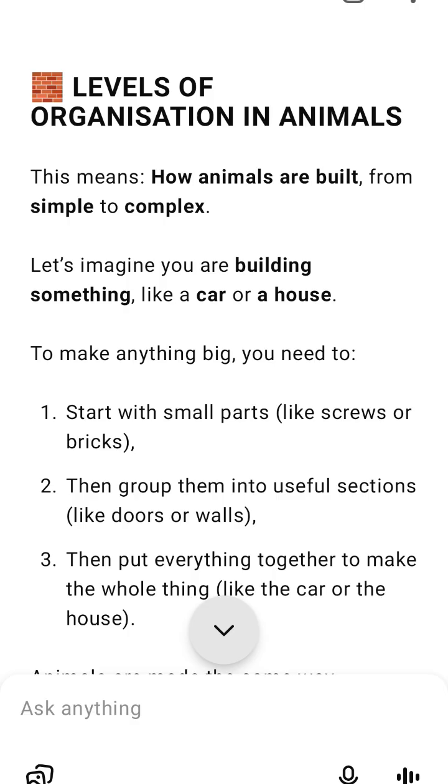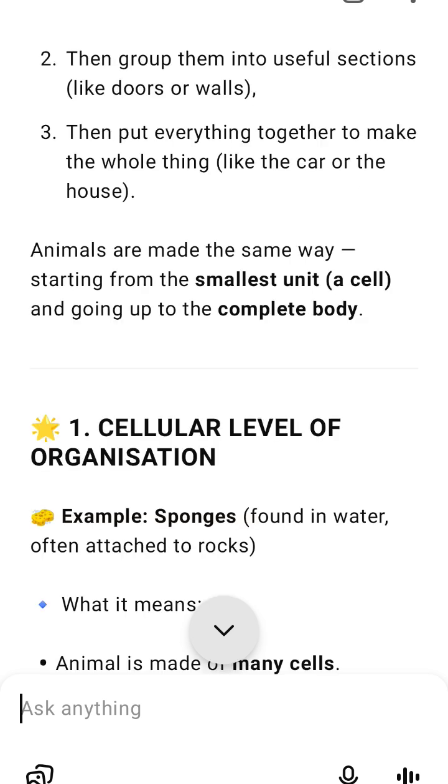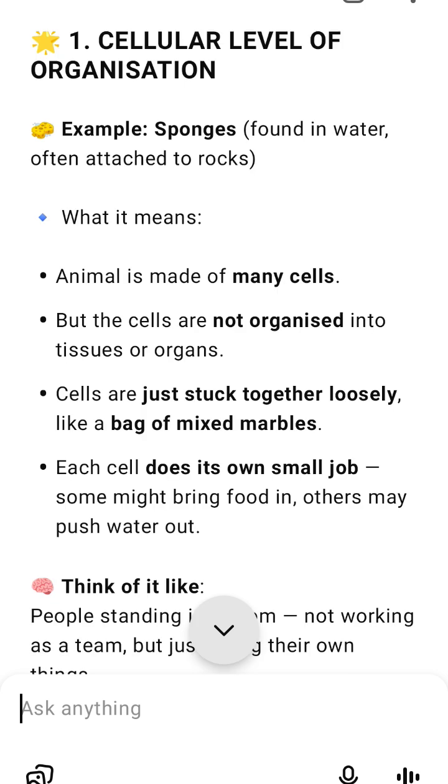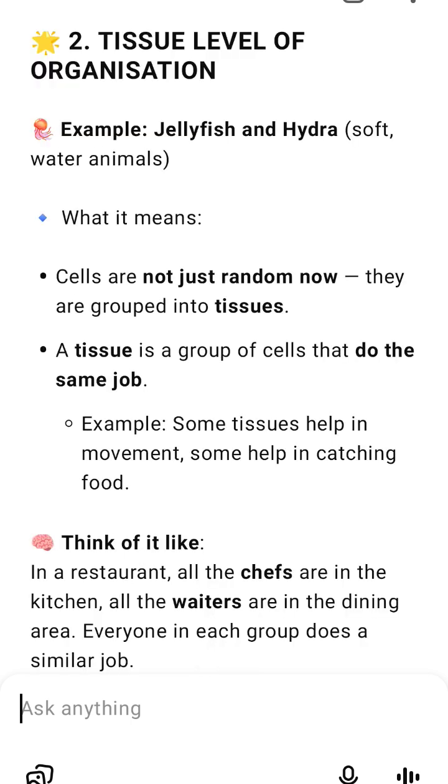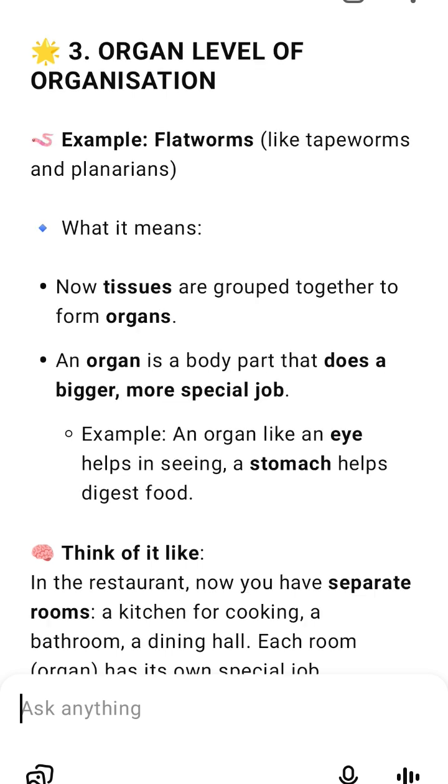2. Tissue level of organization. Next level: cells form tissues, groups of similar cells doing the same job. What it means: cells that do the same job are grouped together. These groups are called tissues. Tissues do specific tasks like movement, catching food, or sensing. Example, coelenterates, e.g. hydra, jellyfish, soft water animals, have simple tissues for movement and food catching.